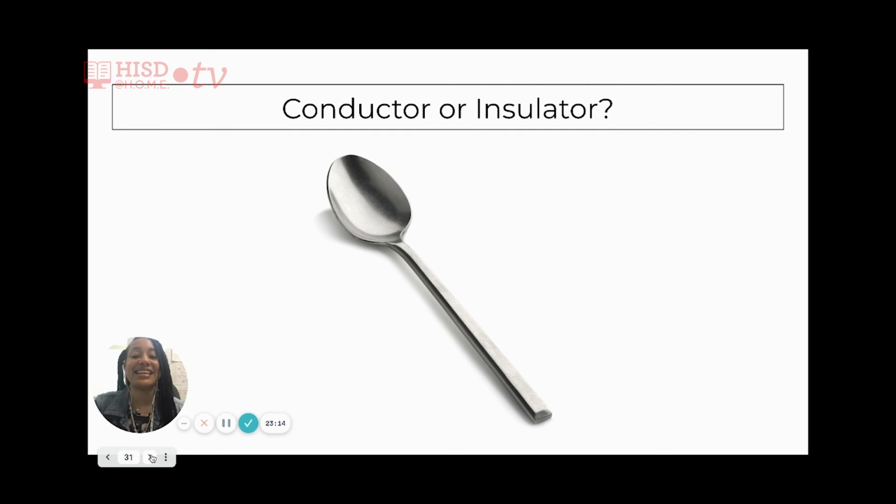And here is that example. So we know that this is going to be a conductor. Again, they're both spoons, but whenever we're deciding if something is a conductor or an insulator, we do not look at just strictly the object itself. We have to look at what it is made up of.